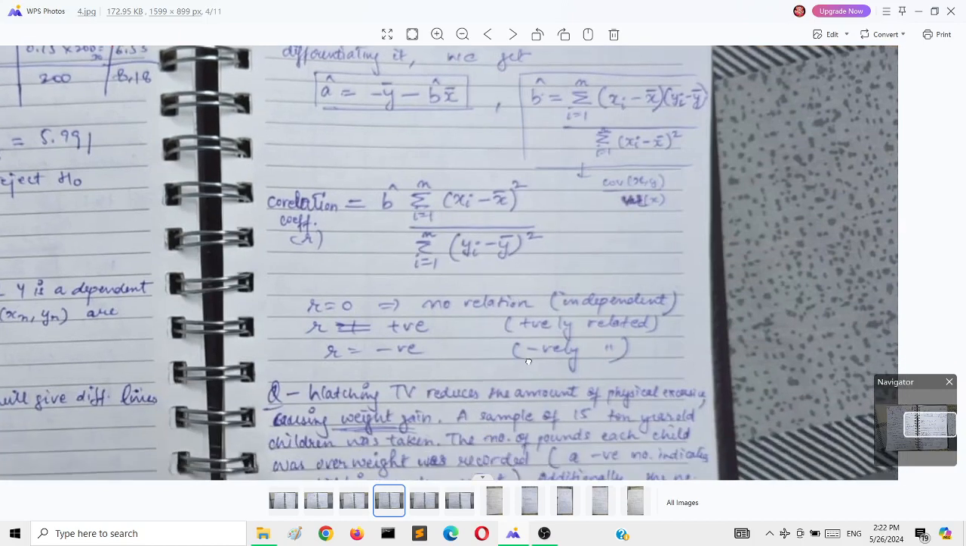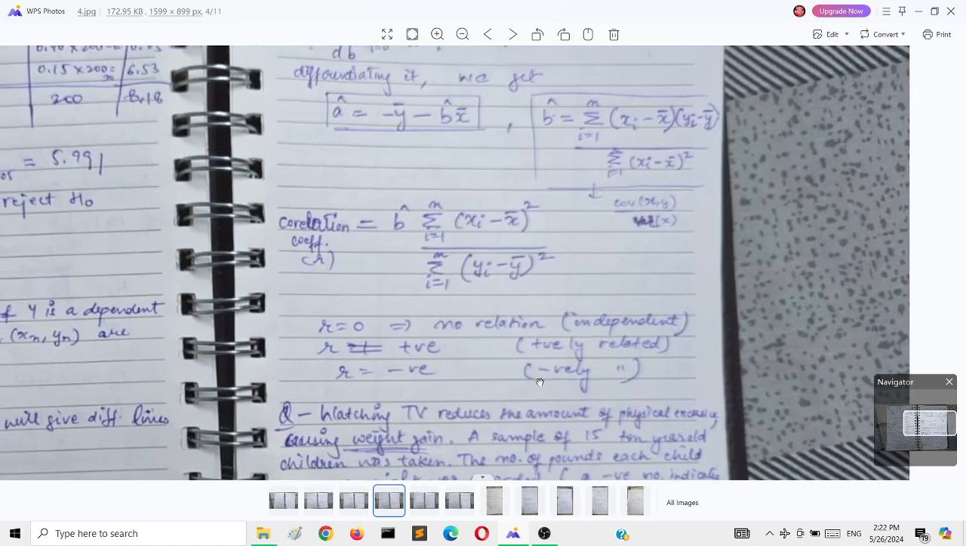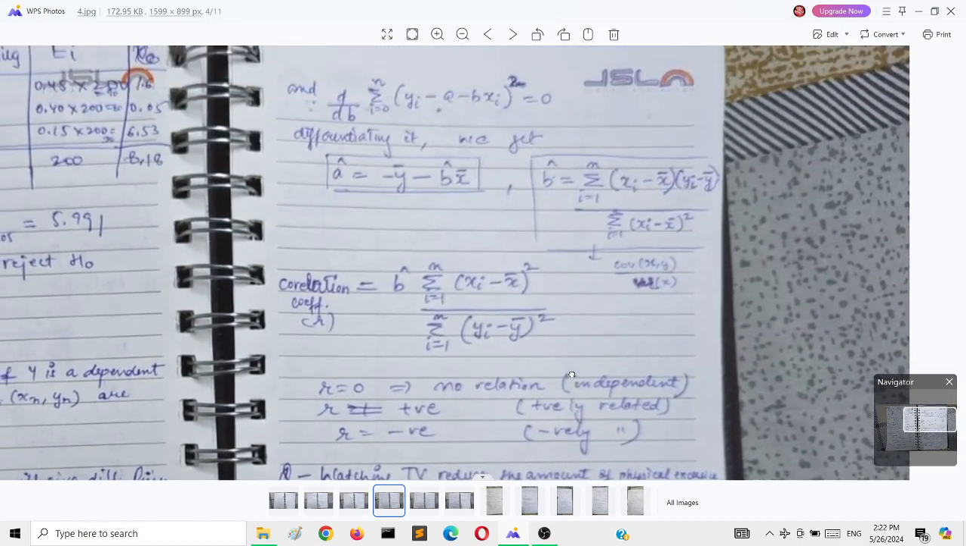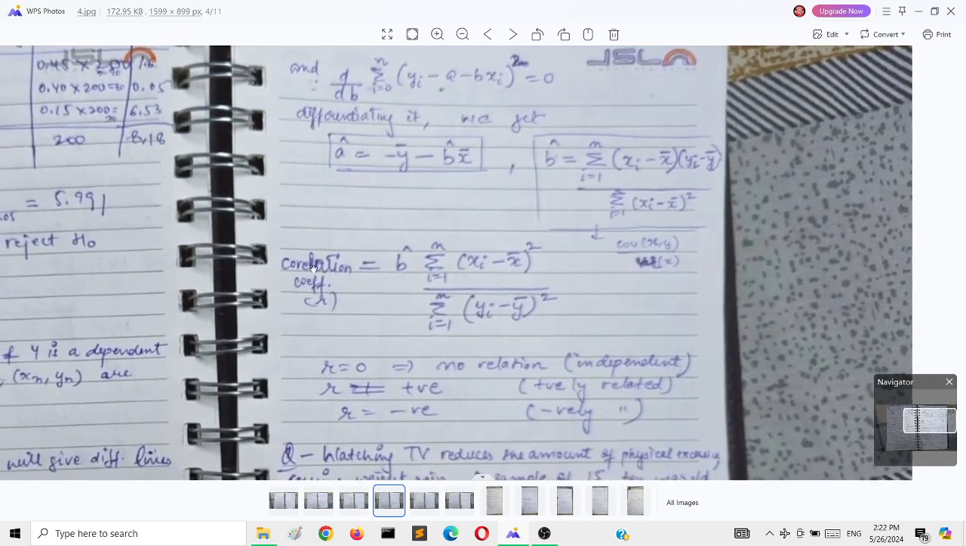Now if r equals 0, it means no relation, that is independence. If r is positive, it means positively related, and if r is negative, it means negatively related. So this is a particular r metric, that's your correlation coefficient. You want to say whether x and y are related, whether they are positively related, negatively related, or not related at all.